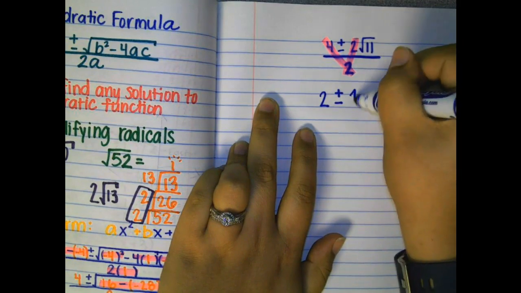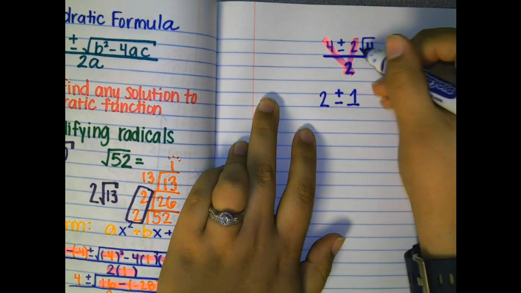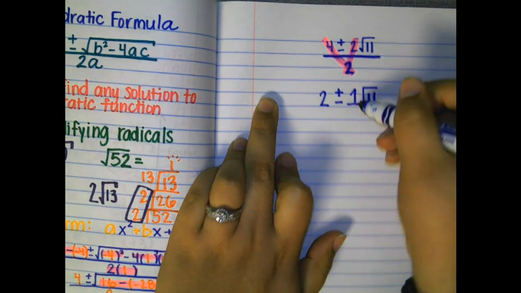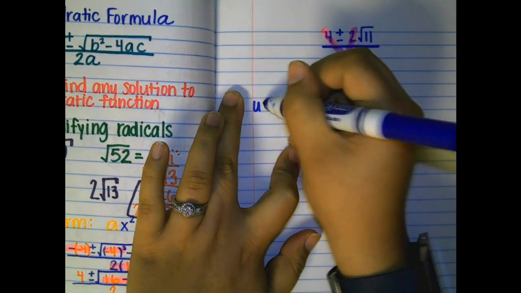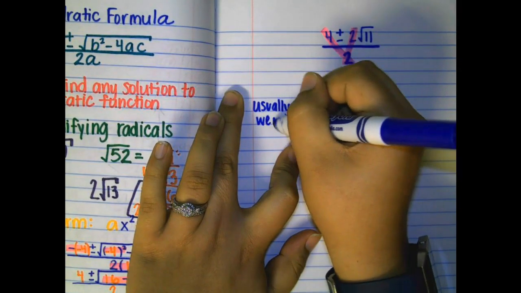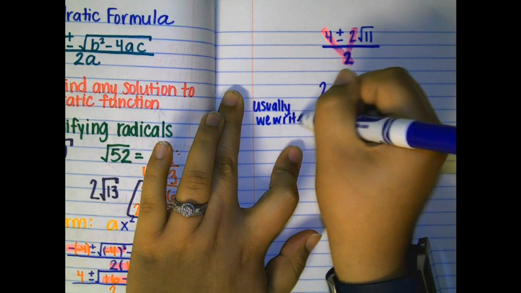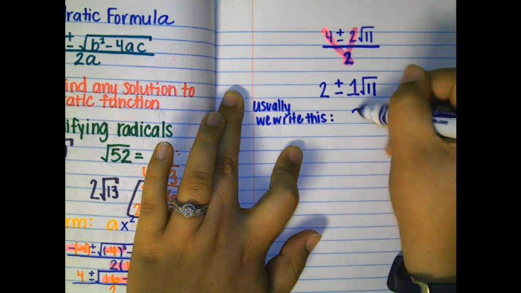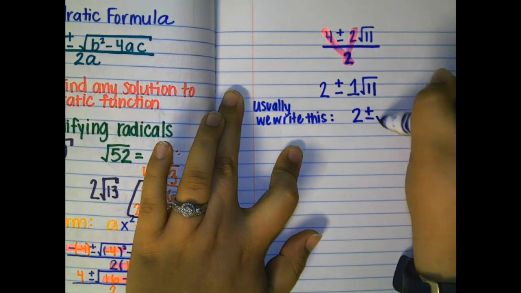I'm going to go ahead and write it. And then the square root of 11 stays the same. We usually write this like this: 2 plus or minus square root 11.